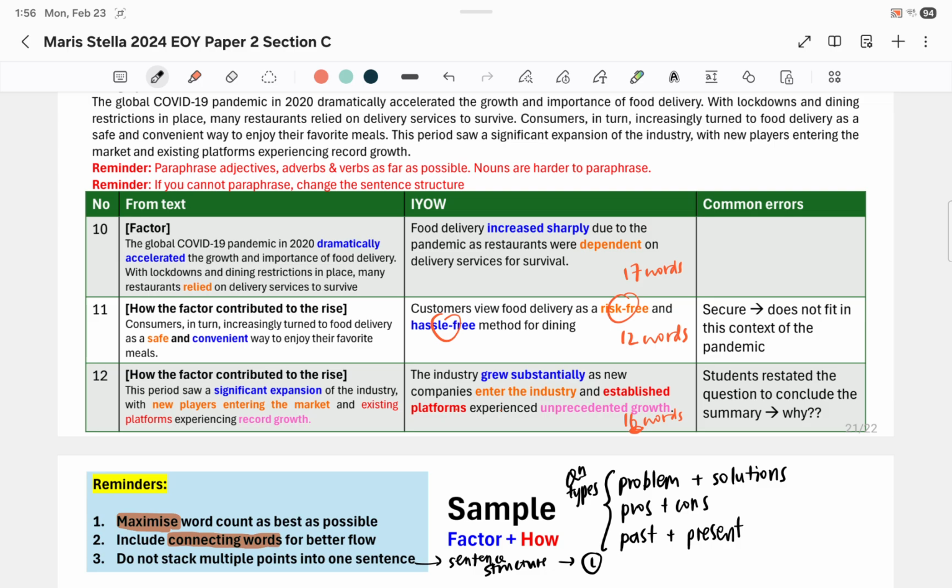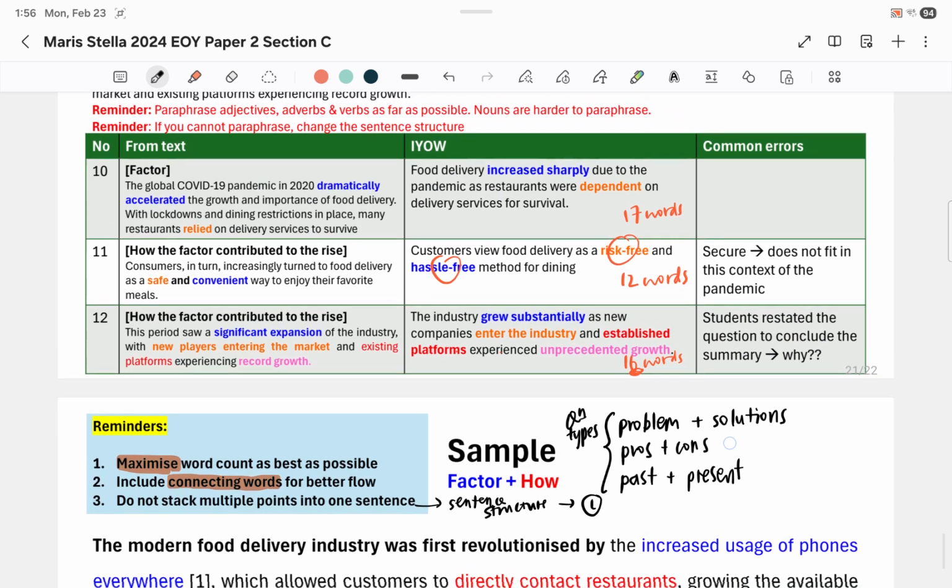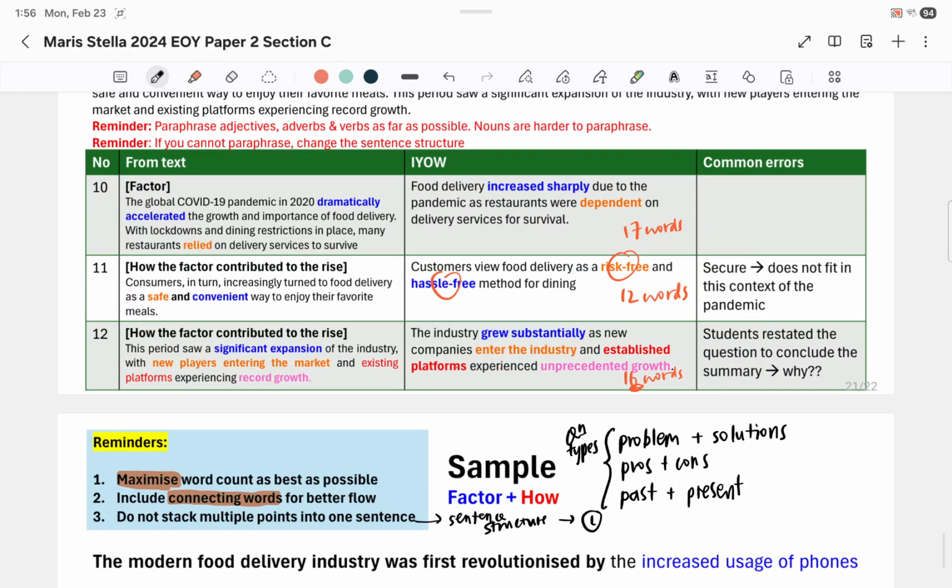Right? So looking at paragraph 6, for instance, I am not going to combine point 10, 11, and 12 within the same sentence because they're all talking about slightly different things. It doesn't make sense. Okay, so you will see in my paragraph that I've highlighted some words in blue. That's to show you that I'm talking about the factor, and those in red show you how it has led to the rise. Okay, I've tried my very best.